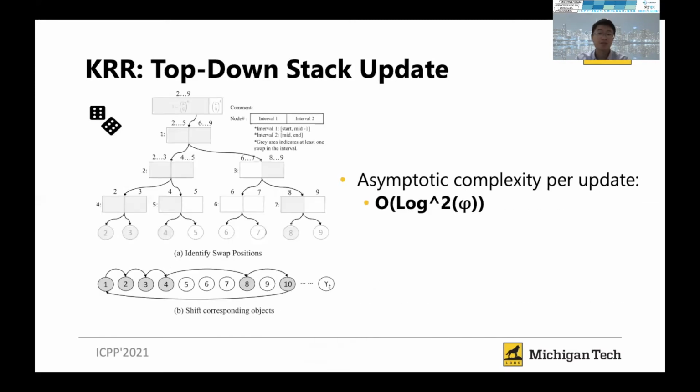Our first attempt is very simple. Instead of performing a randomized draw on every single stack position, we ask whether an interval of stack positions contains at least one swap position. If the answer is yes, we recursively break the larger interval down into smaller sub-intervals until we identify our swap positions. Asymptotically, this approach only takes log phi squared time, which is considerably faster than the original linear time per stack update.